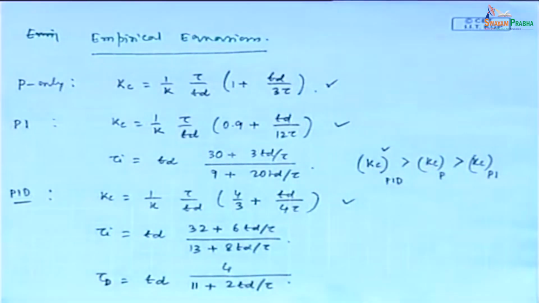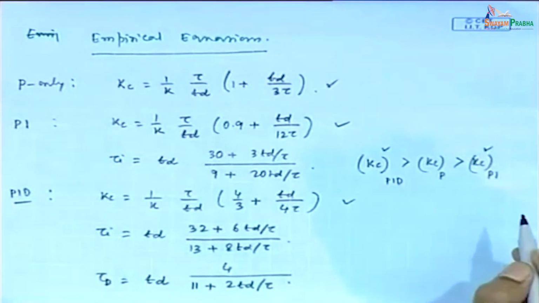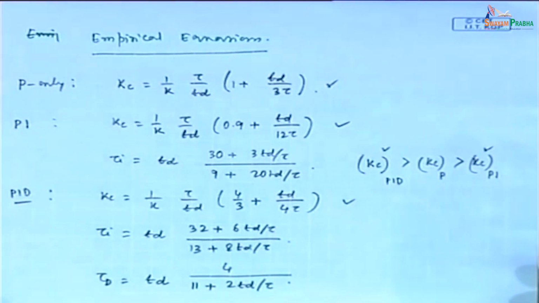Reason is very obvious. If we introduce integral action, there may be some instability problem. Therefore, Kc is taken lowest, and PID controller has better stability criteria. Therefore, highest Kc value for PID is considered.